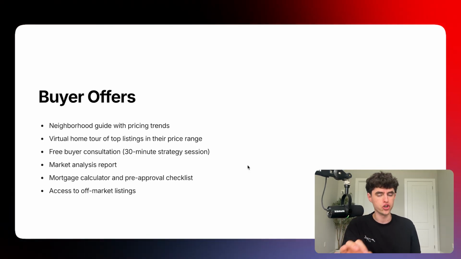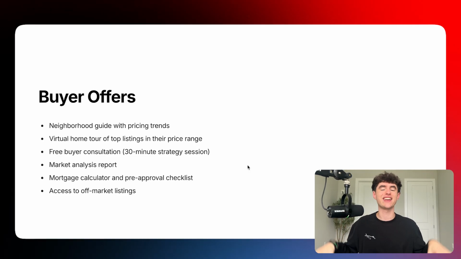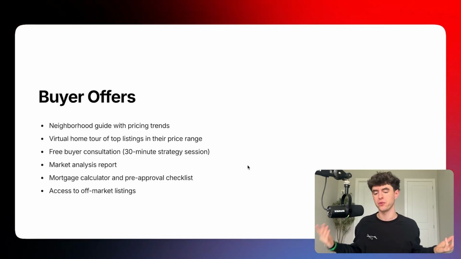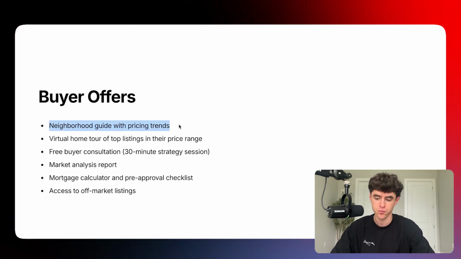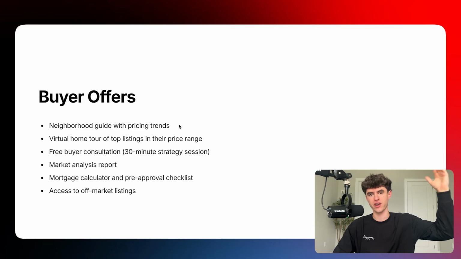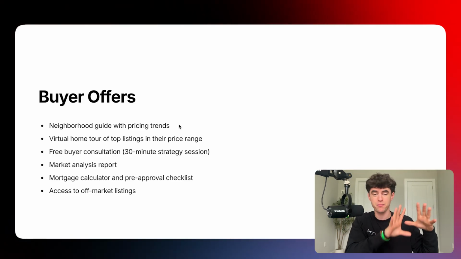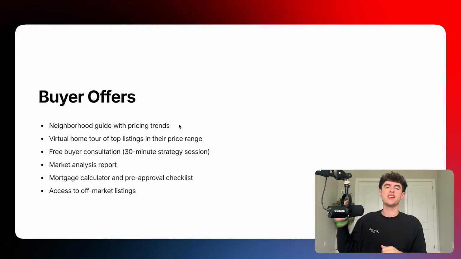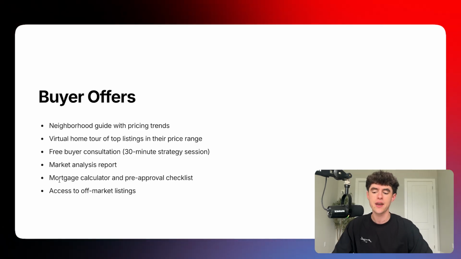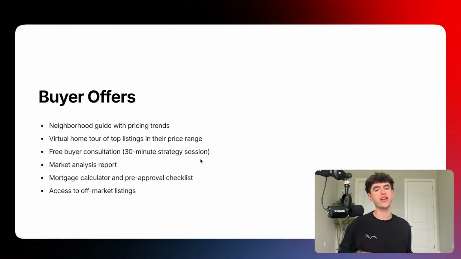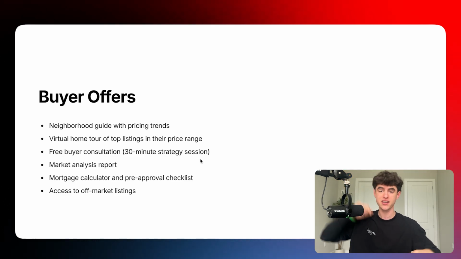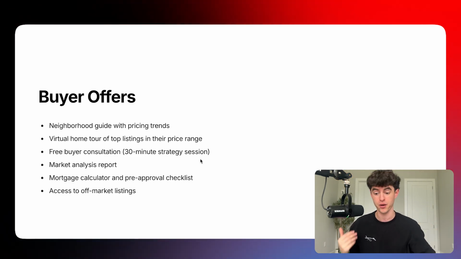What I suggest you do is take one or two of these and combine them in one flow. What that would look like is taking a neighborhood guide with pricing trends, having them submit their name, email, and phone number, maybe a price range, through a low barrier form, and then bringing them to another page where they can book in a buyer consultation. This way you can capture the top and middle of funnel leads and also capture the middle and bottom of funnel leads as well.